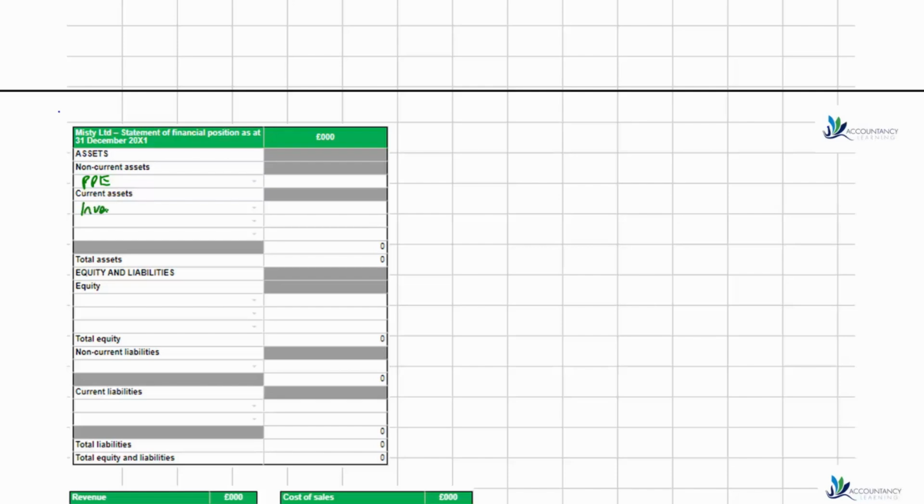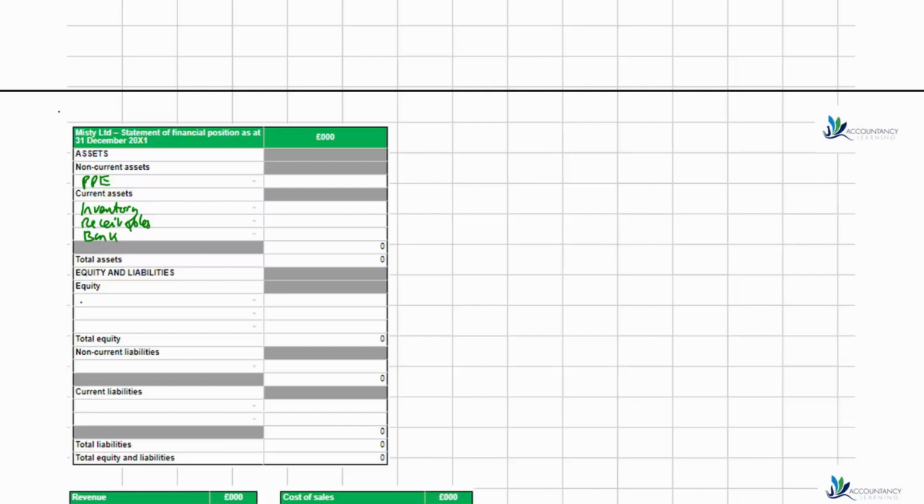So we're going to have our inventory. We're going to have our receivables. And we're going to have our bank. So we're going to choose those from our drop-down menus there. Remember, for current assets, these are normally presented in the order of liquidity, with the least liquid first. So inventory may take perhaps 60 to 90 days before it becomes cash. Receivables, 30 days to become cash, and bank is cash already. So they normally appear in that order.